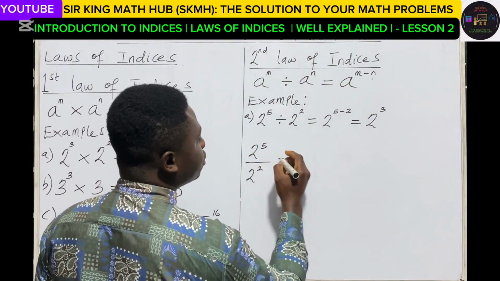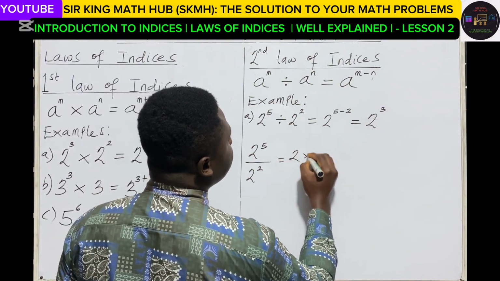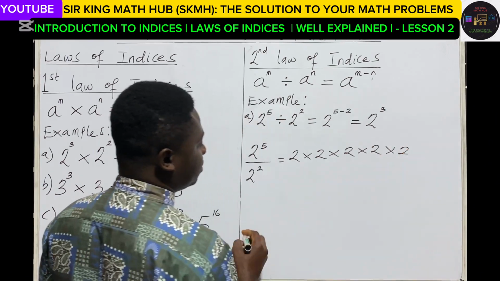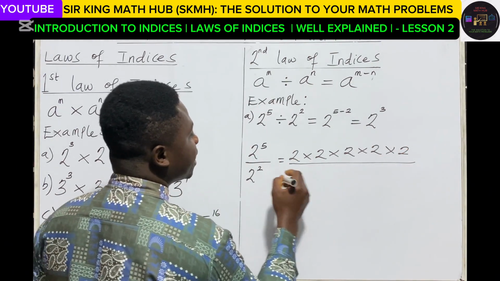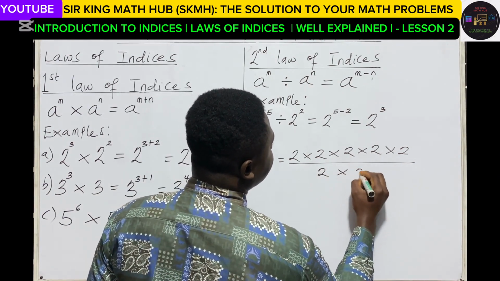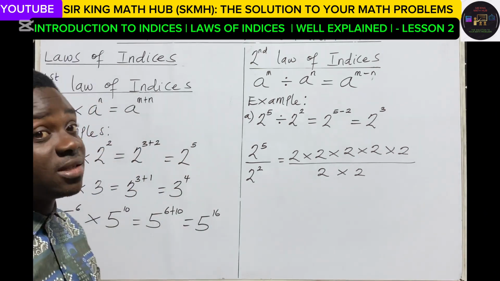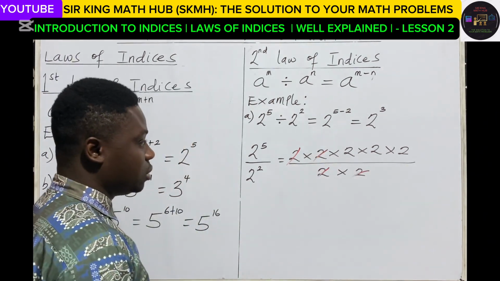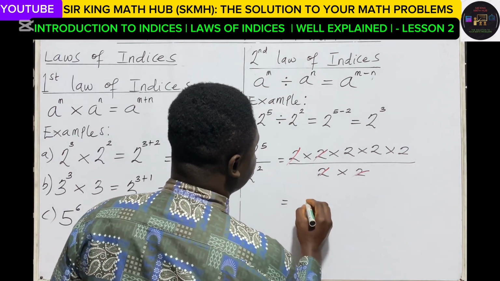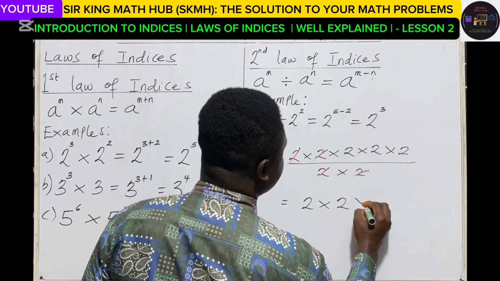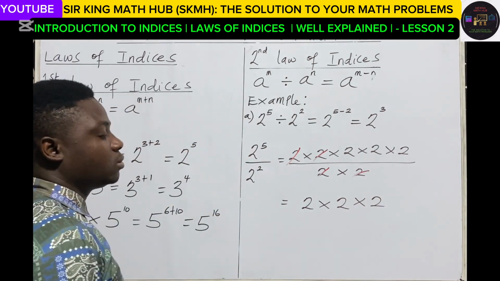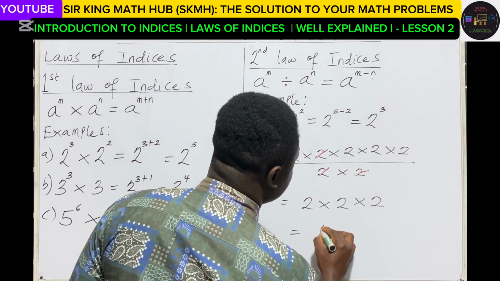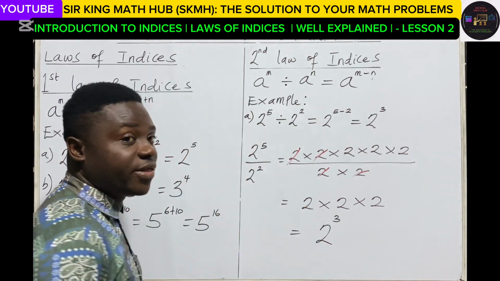So now let's expand. 2 index 5 means that 2 is being multiplied by itself 5 times. And then 2 index 2 means 2 is multiplying itself 2 times. So we can cancel out. So these 2 can cancel out these 2, and then these 2 also cancel out. So we are left with 2 multiplied by 2 multiplied by 2. How do we write this in index form? So this could be written in index form as 2 index 3.